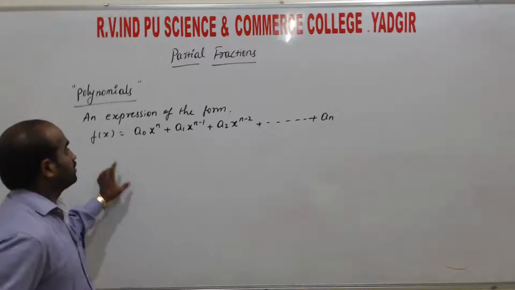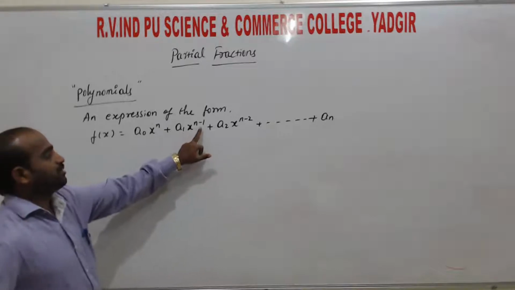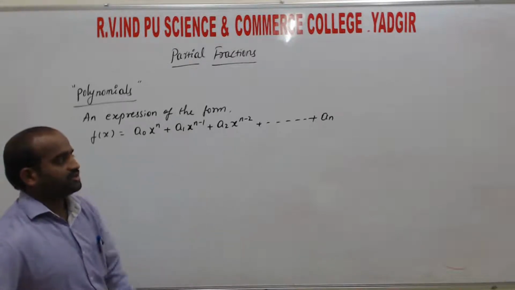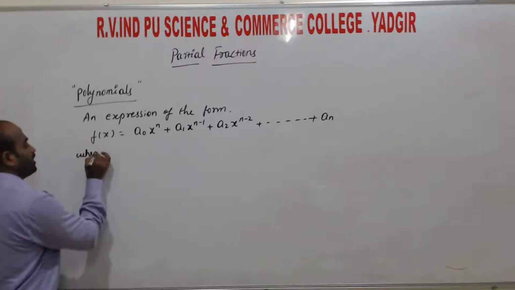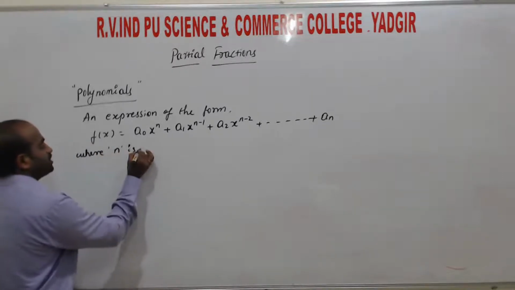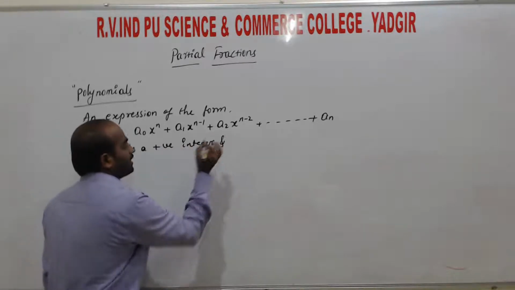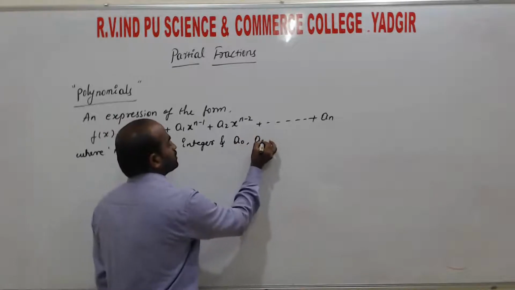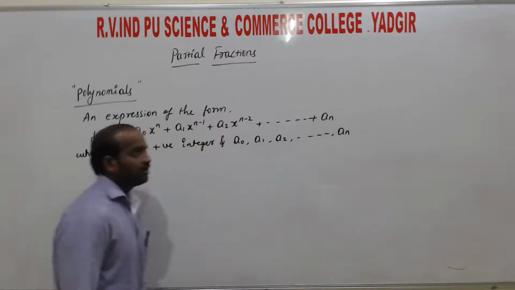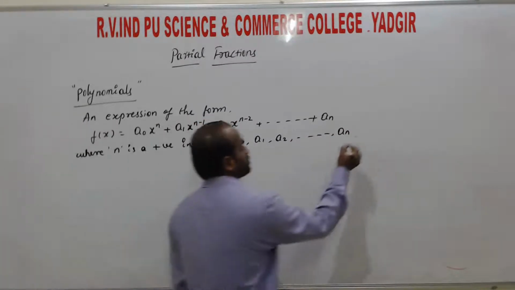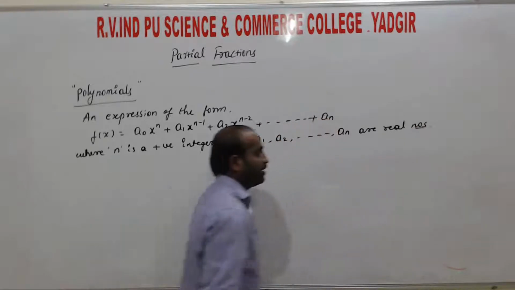Okay, this is not in the first year syllabus, but we have to use this chapter in the second year syllabus, integration. Okay, f of x is a0 x to the power n plus a1 x to the power n minus 1 plus a2 x to the power n minus 2 and so on, plus an, where n is a positive integer and a0, a1, a2 and so on, an are real numbers.